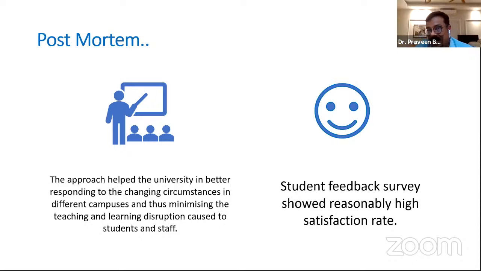So for us, this National Student Survey and things like that are quite important. So we conducted that feedback survey, and to our surprise, to be very frank, when we started this, students were not keen to attend online classes, but towards the end of it, when we conducted a feedback survey, we were not that optimistic, but surprisingly, the results were very, very favorable. So the outcome is that this approach really helped the university in better responding to changing circumstances in different campuses and minimizing the teaching and learning disruption caused to the students and staff.